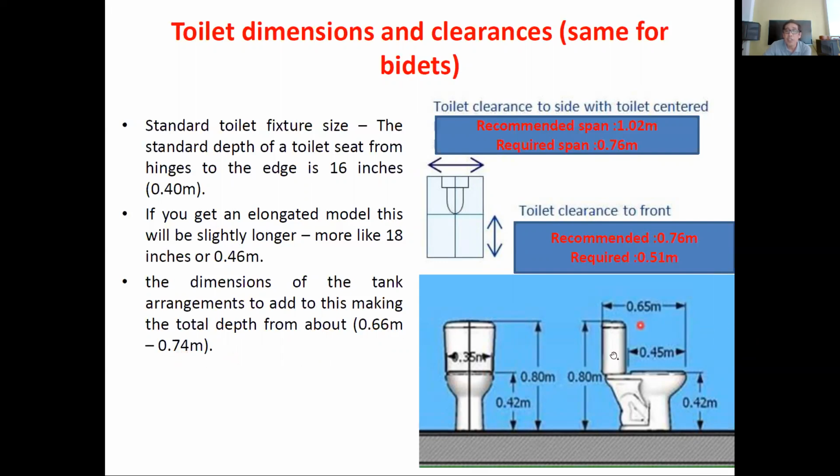As you can see in the section, this is approximately 65 centimeters from the edge of the tank to the edge of the rim of the water closet. The height of the tank is approximately a maximum of 0.80 meters or 80 centimeters. The height of the rim of the water closet is about 42 centimeters, or 0.42 meters. So it is the standard height, fitted for a standard size person.